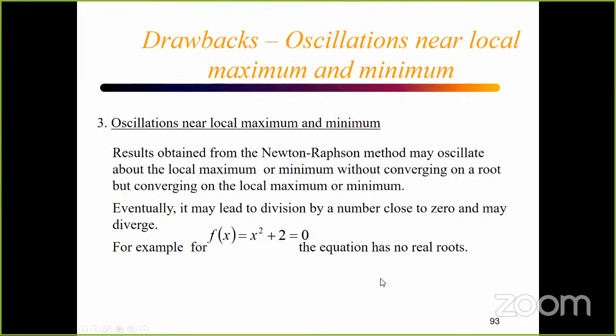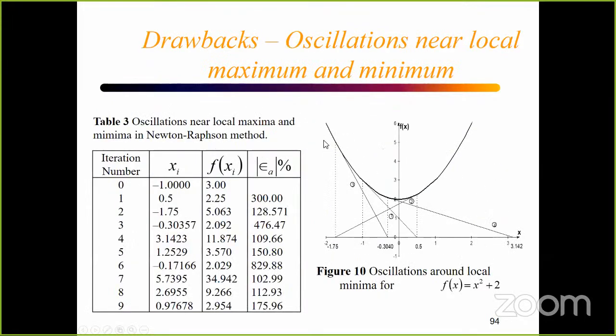Sometimes it is an oscillator. For example, see, this is the initial guess. The second guess you will get here, the third here, the fourth here, the sixth here. If it is an oscillation of this kind, certainly the Newton-Raphson method is not a good tool. Oscillations near local maxima or minima mean the Newton-Raphson method will not give the solution.